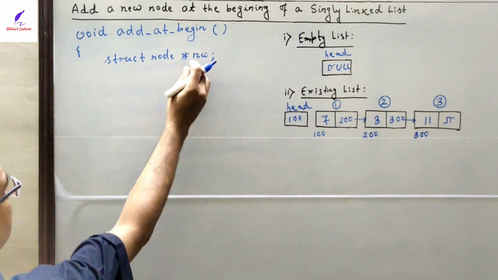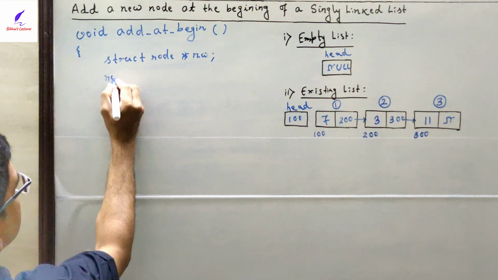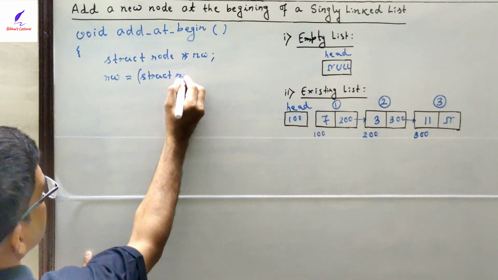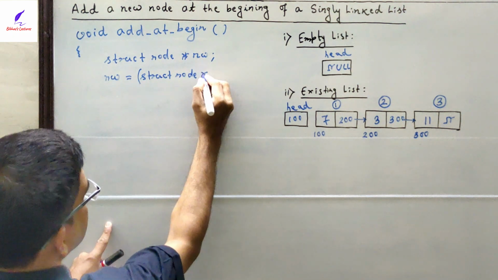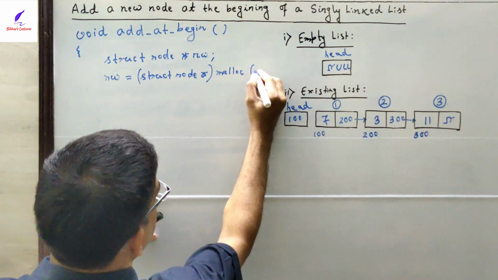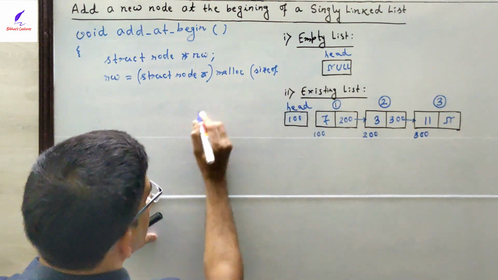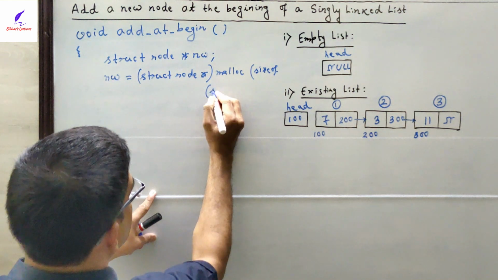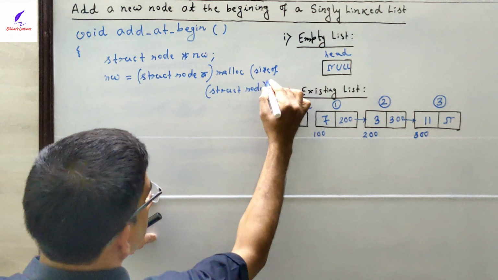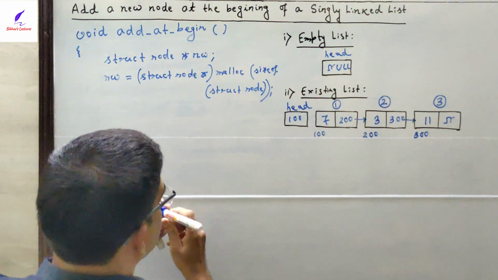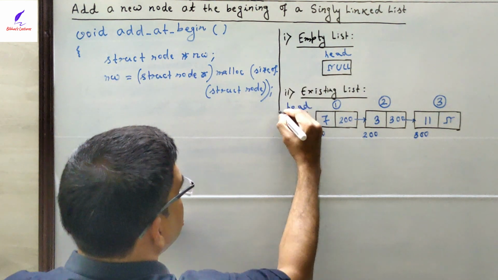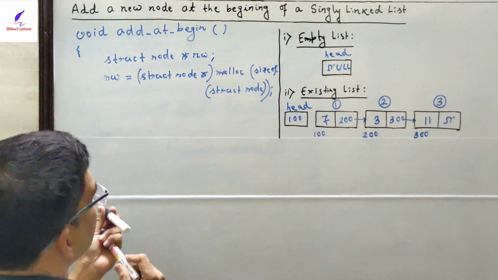Now the node pointer is ready. Now we will create the new node using the malloc function. So nw is equal to struct node star malloc size of struct node. Here we have called the malloc function. Look at this malloc function.